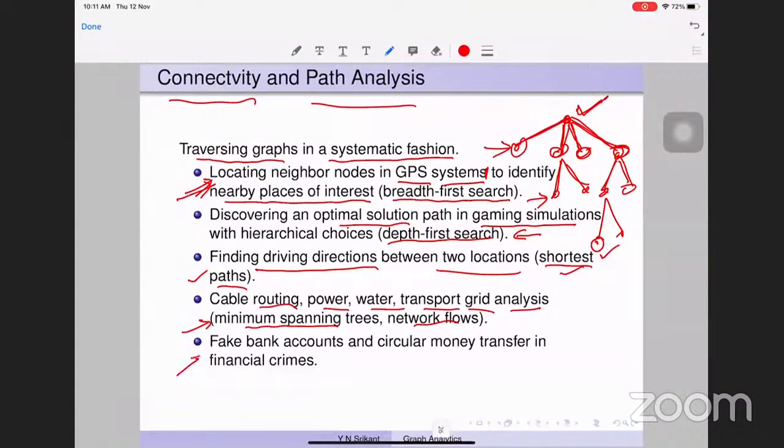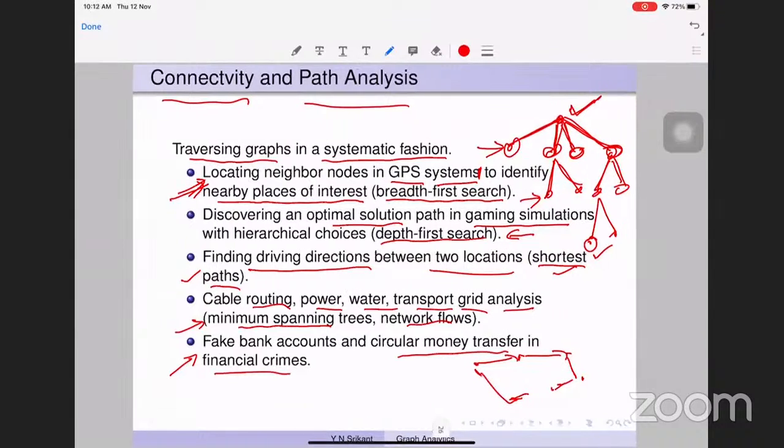Finally, fake bank accounts and circular money transfer in financial crimes. Somebody A, B, C, D, E, F. They go on passing money from one to another. So the bank cannot find out who actually owns all this money. That is where the difficulty is. So circular money transfers can be detected only using such graph analysis.